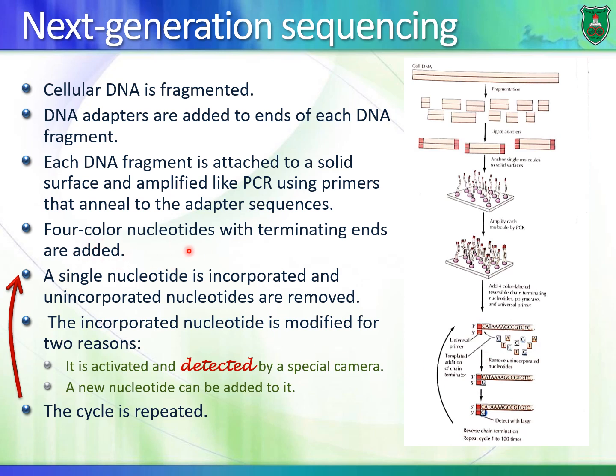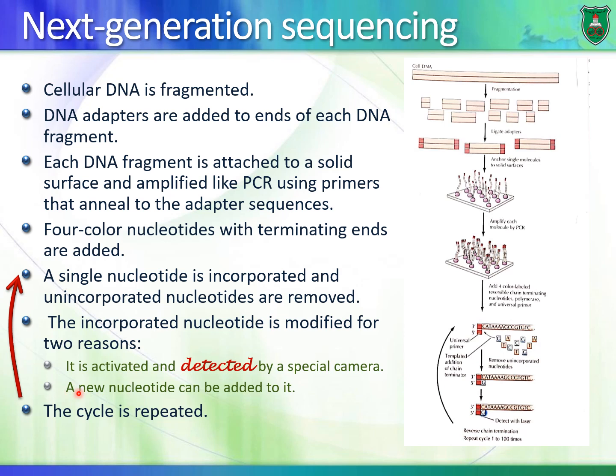So we add these nucleotides, with each one of them having a different color. The A would give a color that is different from the C, and the C is different from the G and the T, and so on. A single nucleotide is added to the synthesized DNA. Now, the subsequent one is not added unless this nucleotide is modified. So when it's modified, it's activated, it gives a color, and this color is detected. And the other thing is that the new nucleotide can then be added.